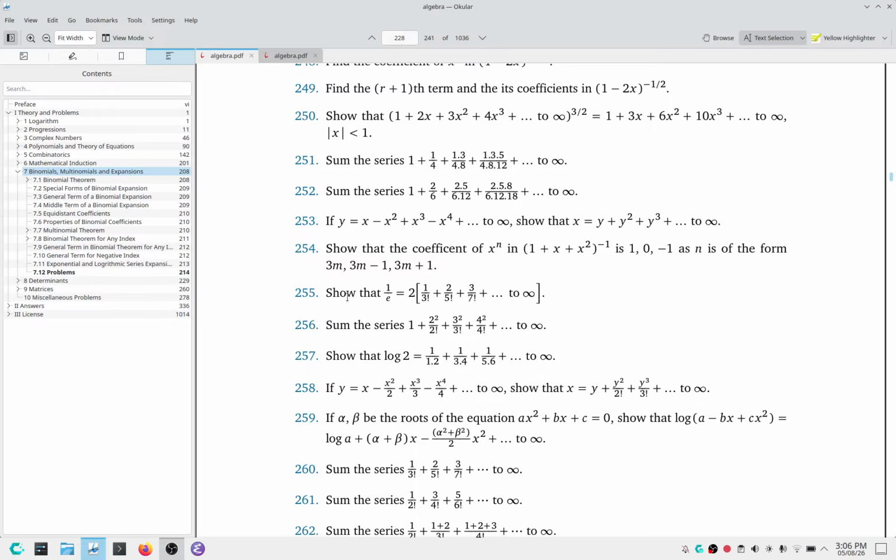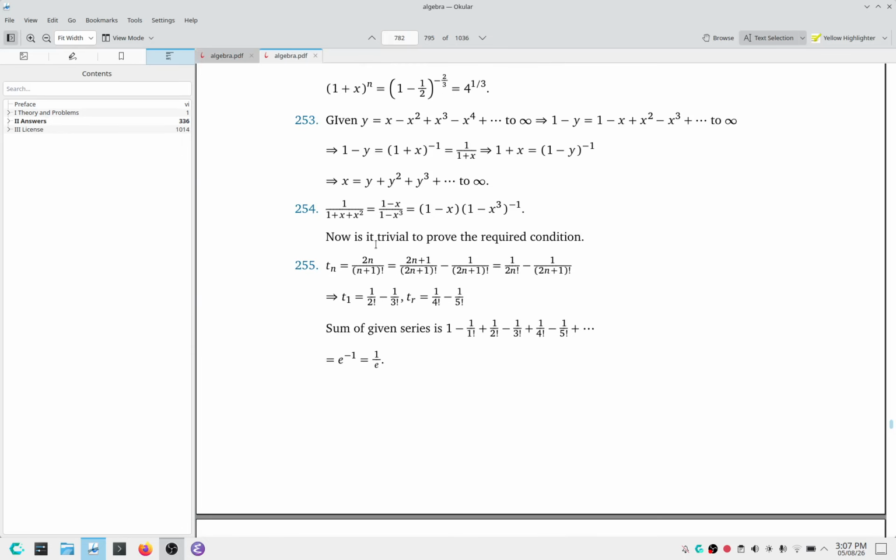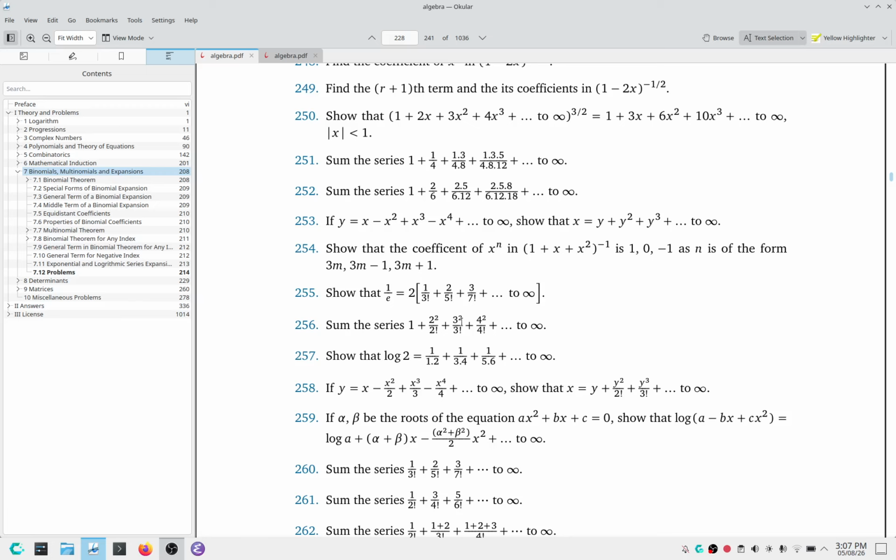Okay. Question 255 says that show that 1 upon e is equal to 2 times (1 upon 3 factorial plus 2 upon 5 factorial plus 3 upon 7 factorial and so on up to infinity). So Tn is equal to n upon (2n plus 1) factorial from this series.